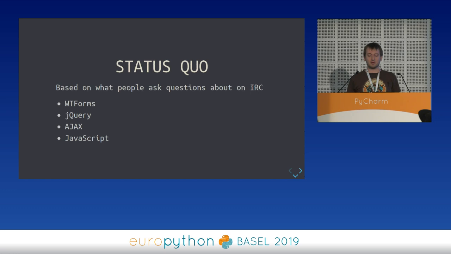So a bit about the status quo in terms of technologies used mostly in the Flask ecosystem. This information is mostly based on what I'm seeing people ask about on IRC. So I'm sure there are some bigger projects out there that do many more customized things, but this is what probably most people do, because those are the typical people asking questions as well. I'm going to talk a bit about the main four pieces many applications use: WTForms, some jQuery, AJAX, and JavaScript, which kind of covers jQuery too. But you always have people who think JavaScript and jQuery are different languages.